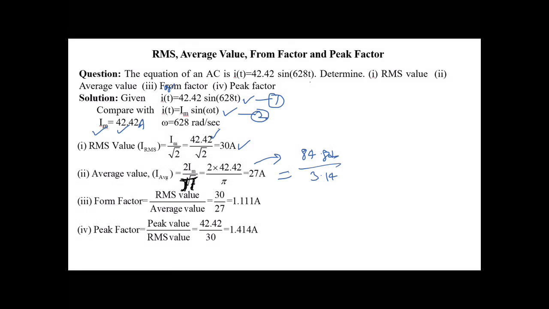In the third part we need to calculate the form factor, and we know the form factor equals RMS value divided by average value. We have calculated the RMS value, we have also calculated the average value. Let's substitute the RMS value and average value in this formula. Form factor equals 30 divided by 27 equals 1.111.